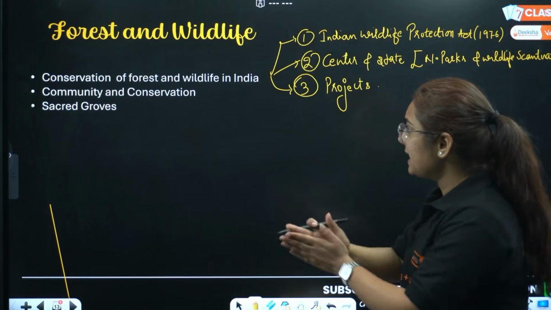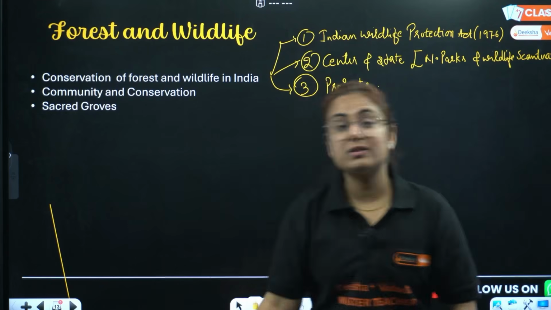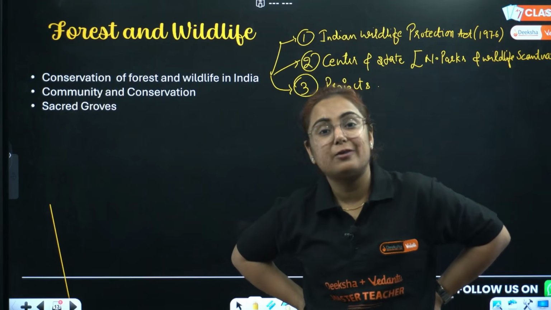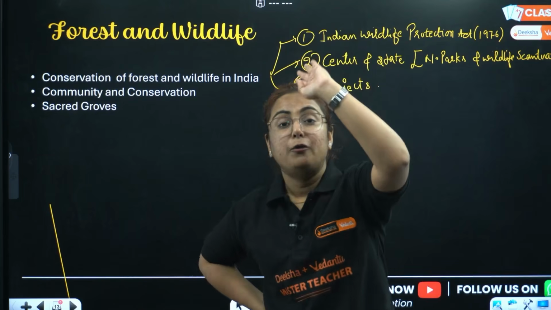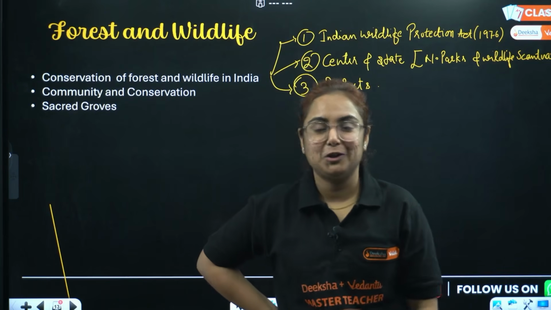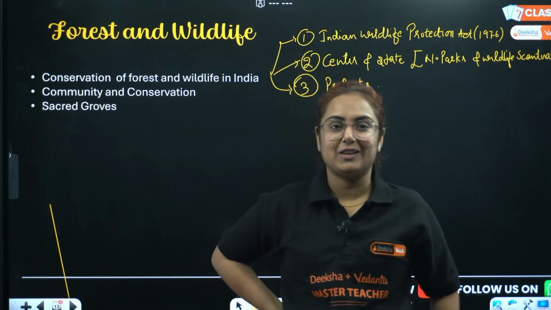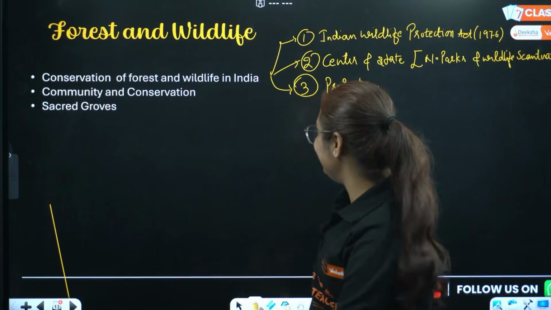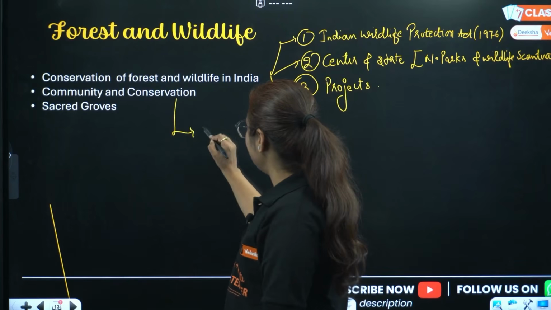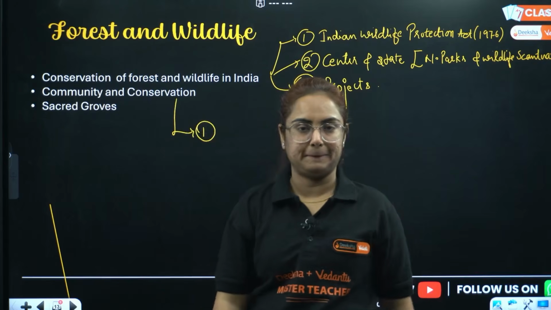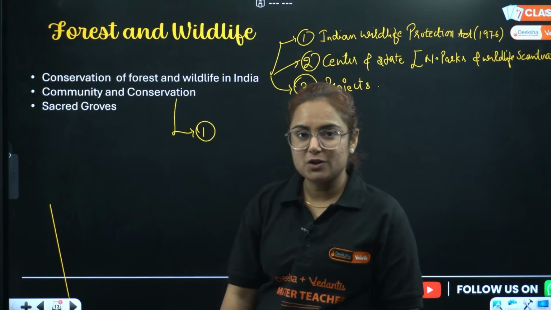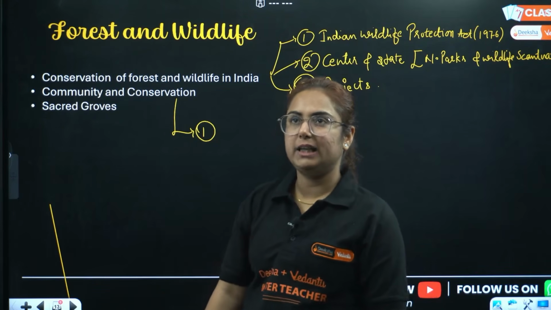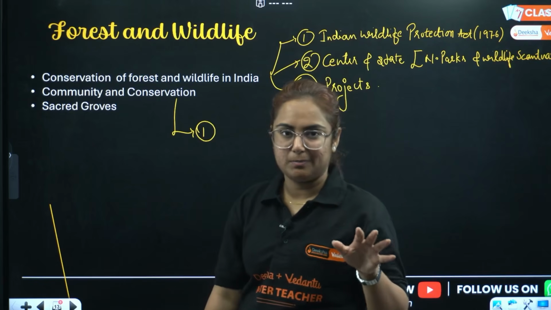This is it. Next is about what is the role of community for the conservation of forest and wildlife. Fix the question from this chapter. You will remember me when the question comes in your exam. Okay, well, let's start. So community and conservation, steps taken by the community. There are 5 steps taken by them.